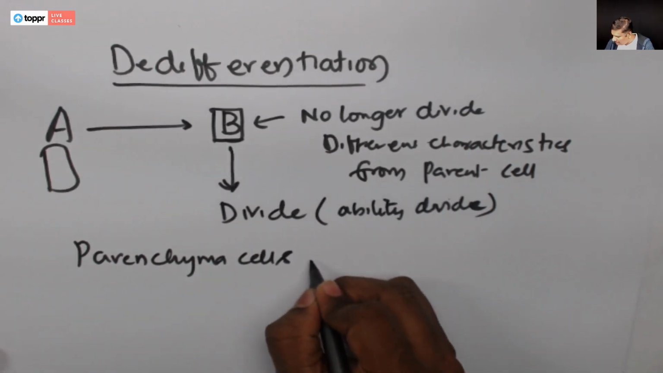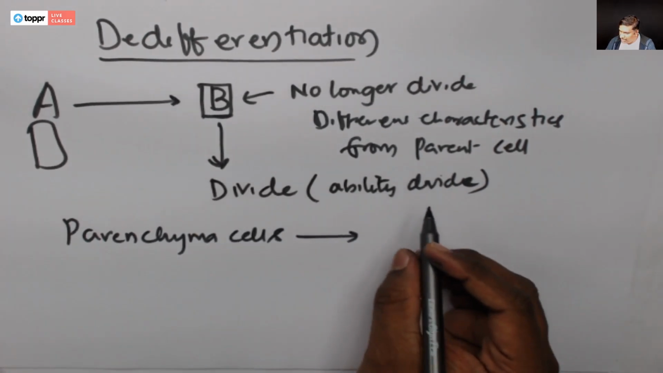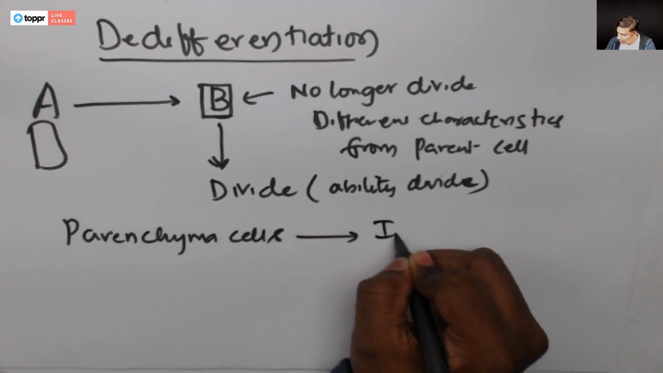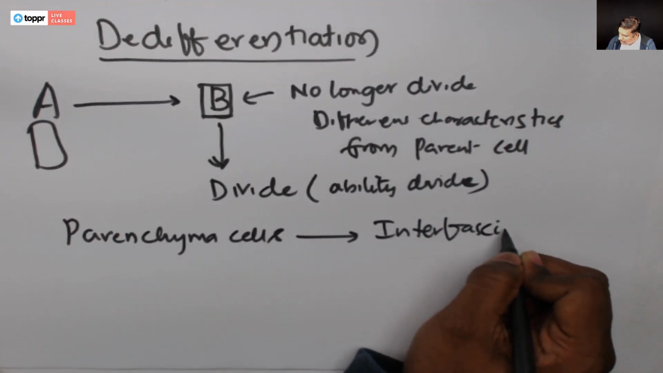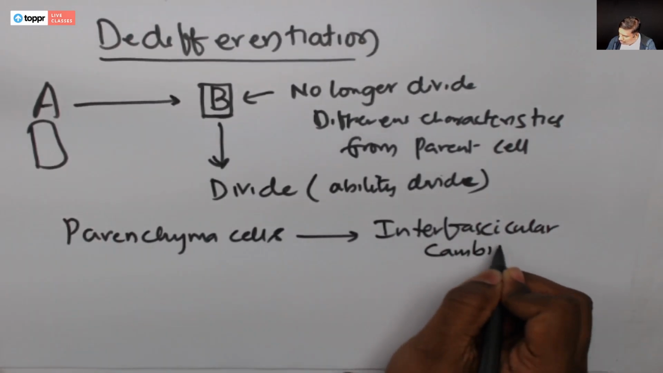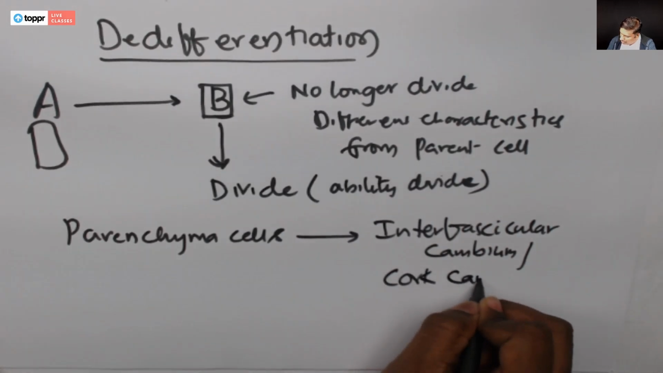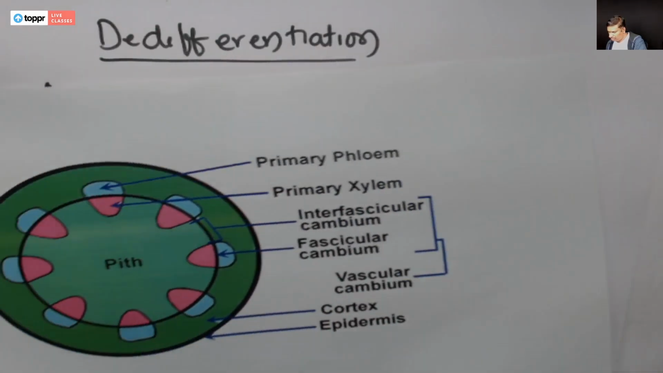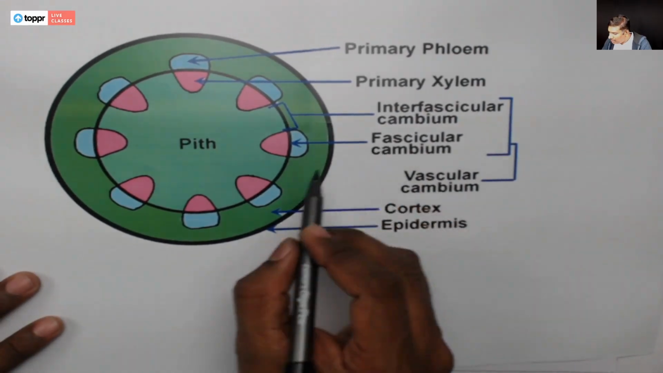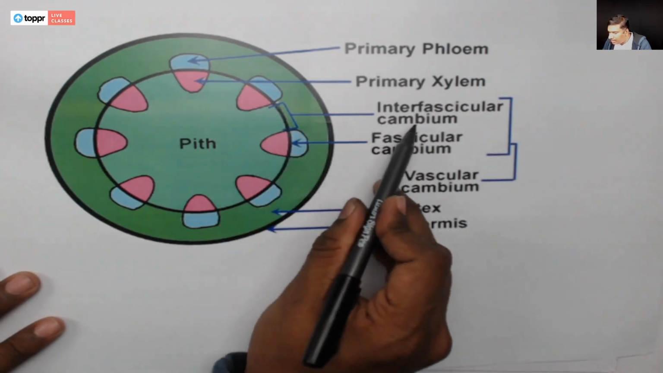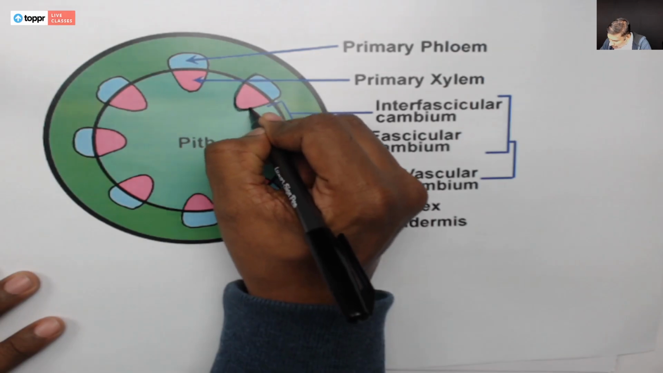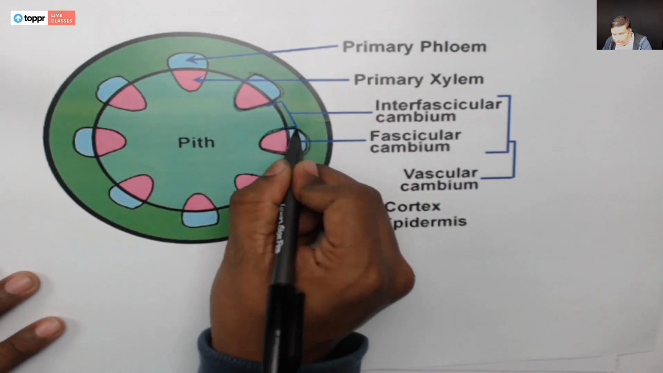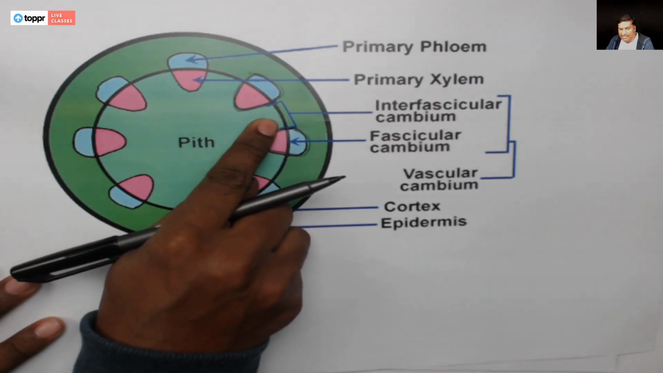So the parenchymal cells can actually de-dedifferentiate to form intervascular cambium or cork cambium. Here let me just show you a figure. You can see this region in the middle is called the intervascular cambium. This is your xylem and phloem. These are your vascular bundles. The pink and the blue ones are your vascular bundles. Between the vascular bundles you have intervascular cambium.